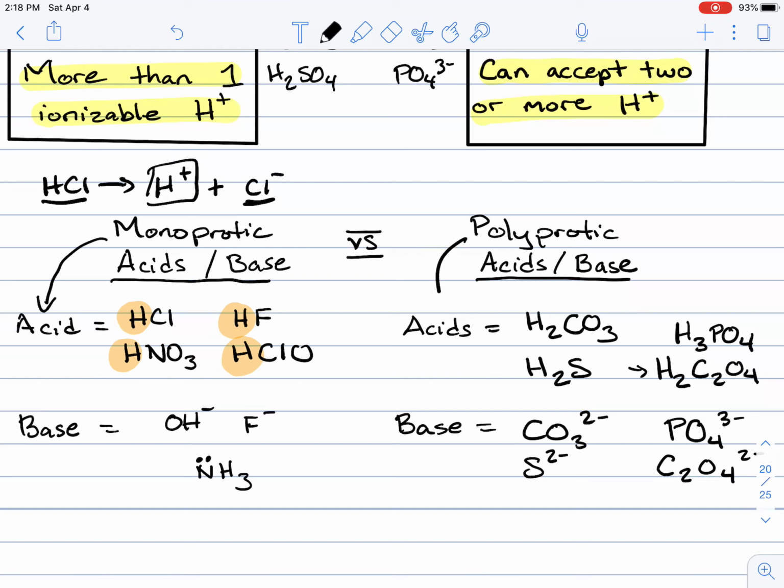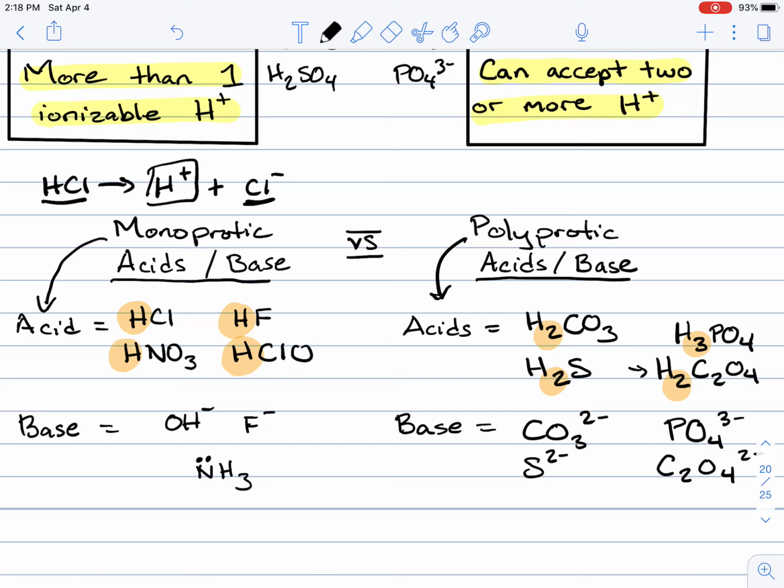Now, if you are comparing that to the polyprotic acid, you'll see that for polyprotic acids, there are two or more hydrogens present in the chemical formula. And so what that means is that these types of compounds can ionize twice, and it usually happens in two steps. And you guys will learn how to write those steps in just a second.